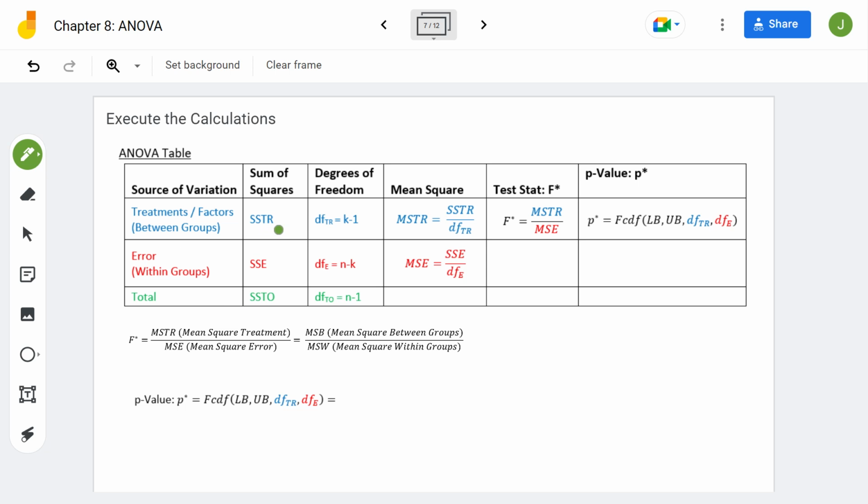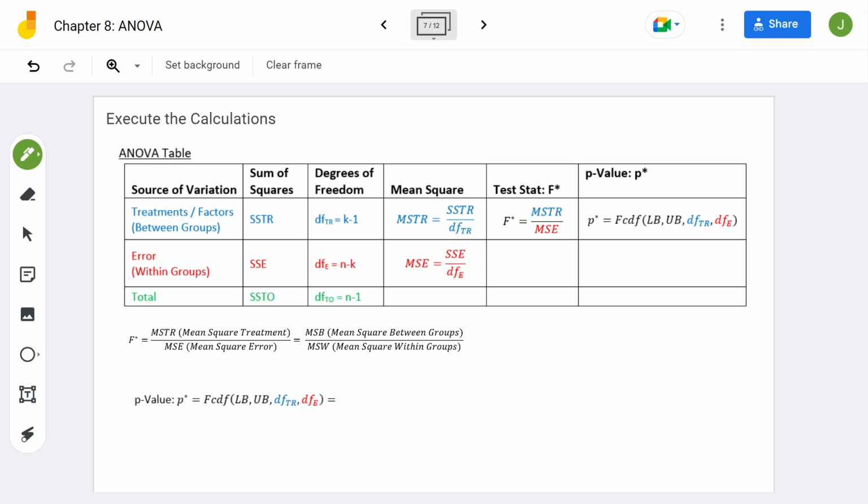SSTR is the sum of squares treatment. DF with the subscript TR is the degrees of freedom treatment. MSTR is the mean square treatment. And then we have the next row with the error: sum of squares error, degrees of freedom error, mean square error. And then at the very bottom, we have the total: sum of squares total and degrees of freedom total. And then we have our F statistic and our p-value, which we'll get to last.